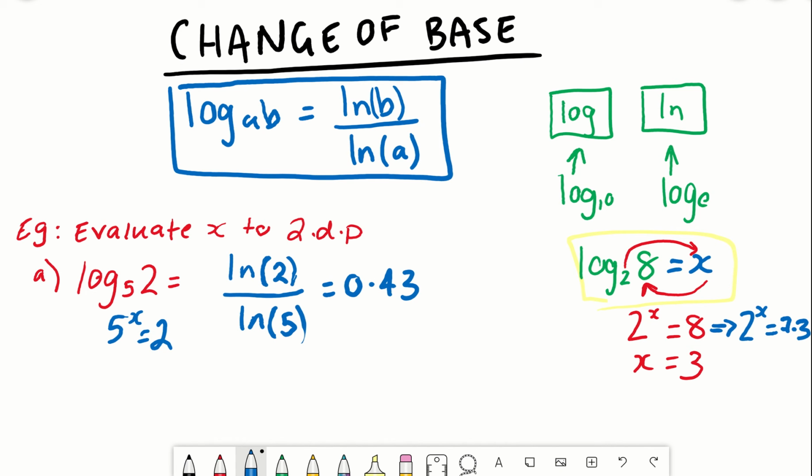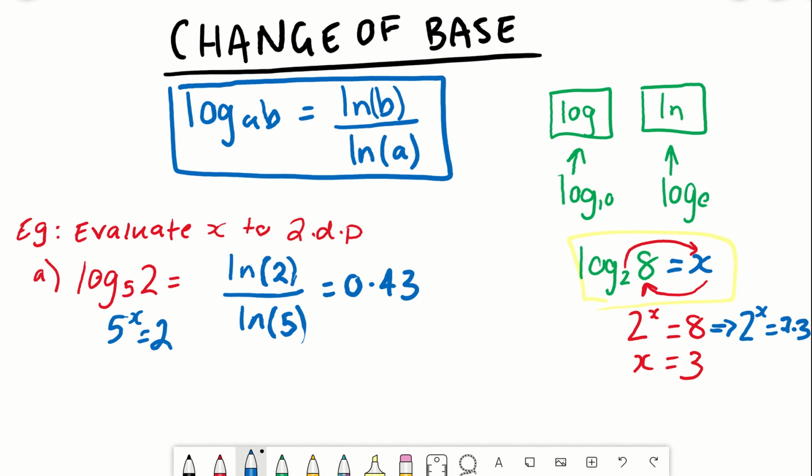And you can always check it. If you sub 0.43 into where x is, 5 to the power of 0.43, you'll get a number very, very close to 2. If I didn't round as much, it would be even closer. But that's it. So now we can evaluate any log we want using this formula.